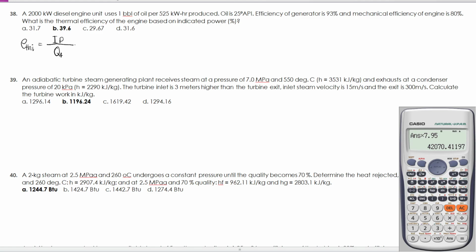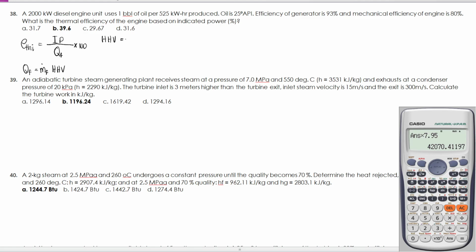Okay? So for this thermal efficiency based on indicated power, that is equal lang to the indicated output power over the heat generated from the fuel. So kuhanin muna natin is yung heat indicated or heat generated by the fuel. This will be equal sa mass flow rate ng fuel na ginamit sa engine na to times yung kanyang higher heating value. So, ano bang pwede natin unang gawin? So, kuhanin muna natin is yung kanyang higher heating value.